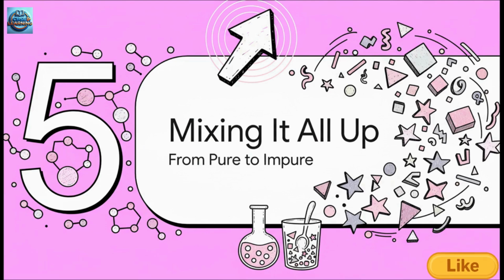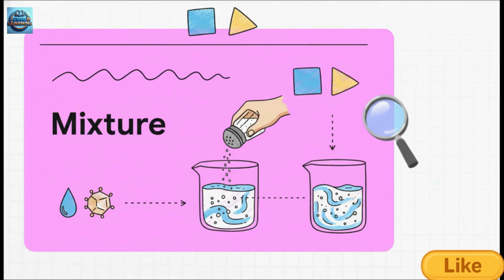Let's zoom back out for a second. And that brings us to our last category, mixtures. A mixture is just when you physically mix two or more things together, but they don't chemically combine. And the key thing here is, nothing new is made. All the parts just keep their own original properties. Think about stirring salt into water. The water doesn't stop being water, and the salt is still salty. They're just hanging out together in the same space.